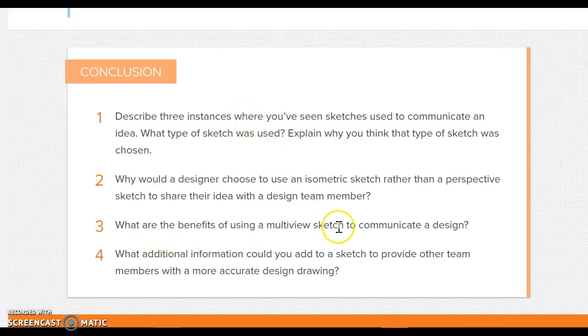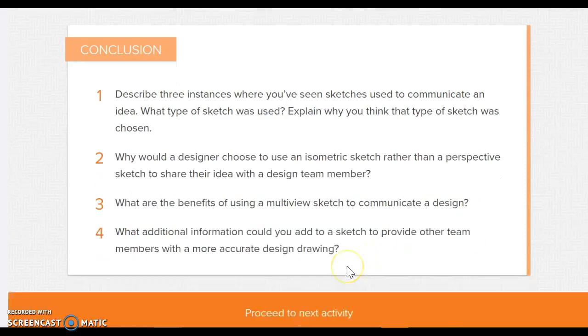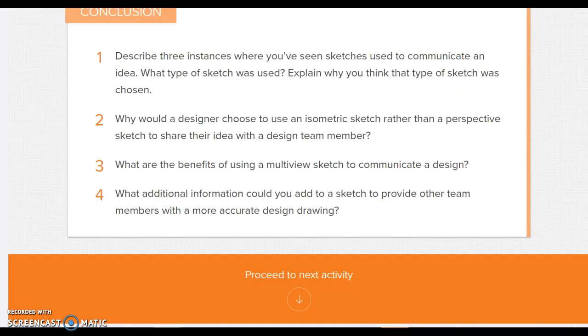What are the benefits of using a multi-view sketch to communicate a design? What additional information could you add to a sketch to provide other team members with a more accurate design drawing? That concludes Lesson 1.2.